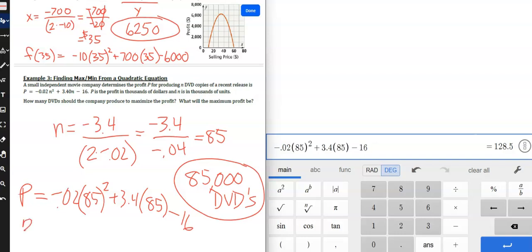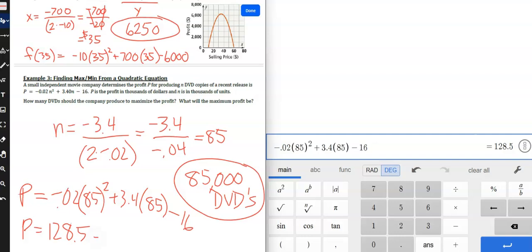Now what does that mean? P equals 128.5. That says, let's see up here, what does it say? P, the profit in, oh, now did I make a mistake? Yeah, I made a mistake. It's not 85,000. It's actually producing 85 DVD copies. Oh, the P is in thousands. Oh, no. I was right. N is in thousands of units also. Okay, I'm not losing my mind.